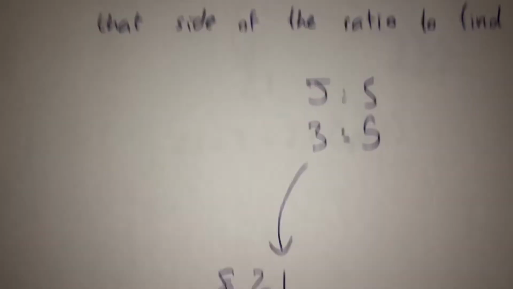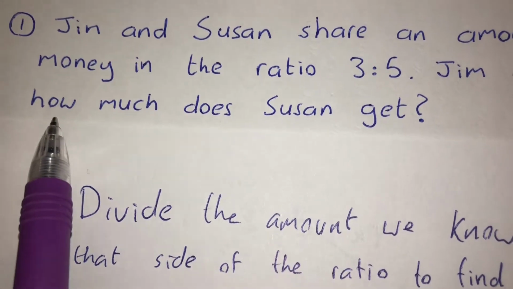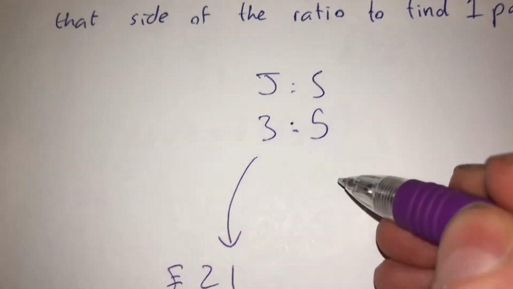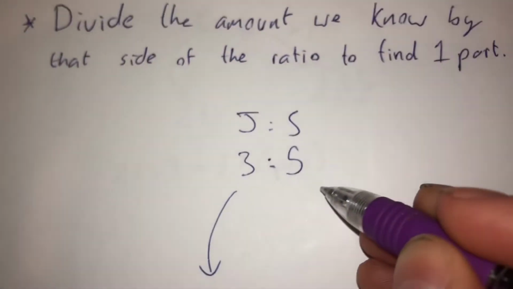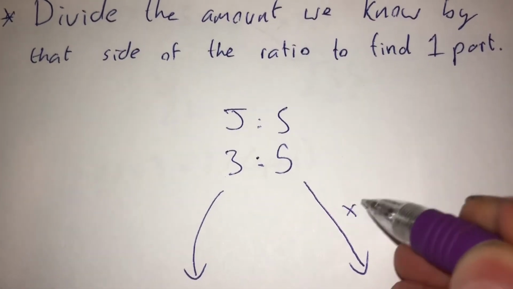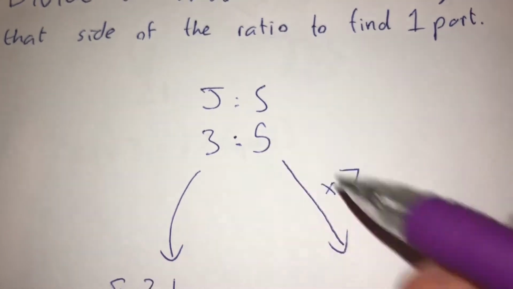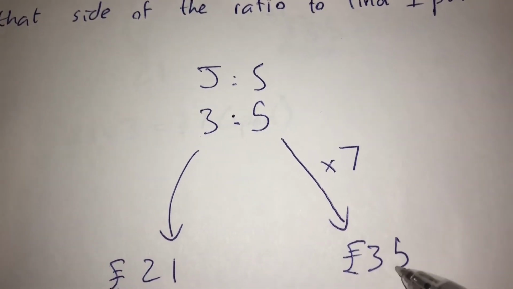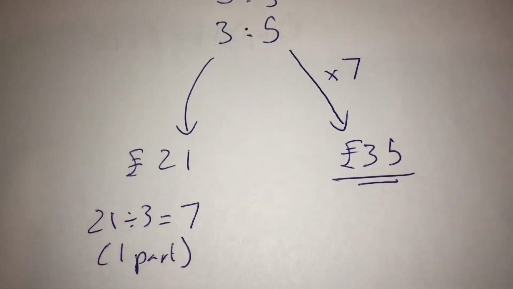And we can use that to find what the question is asking us to do, to find the amount that Susan gets. Okay, so if 1 part is £7, Susan gets 5 parts, so we very simply just multiply her side of the ratio by 7. So 5 times 7 is 35. So Susan is getting £35.